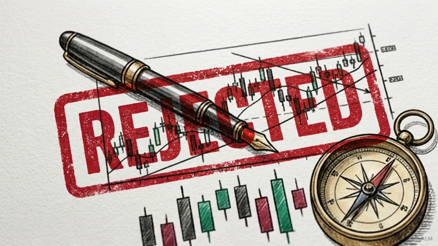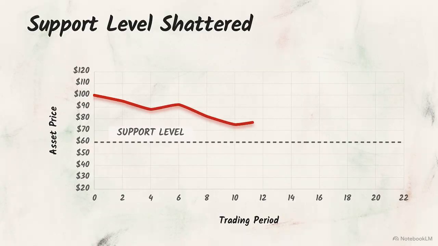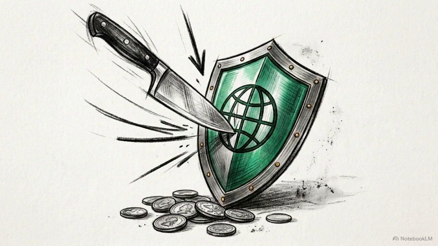The asset is too expensive on a fundamental level, and the technical indicators show a broken downward trend with no signs of buyer exhaustion. Technical analysis dictates exactly when to buy, protecting your capital from catching a falling knife.